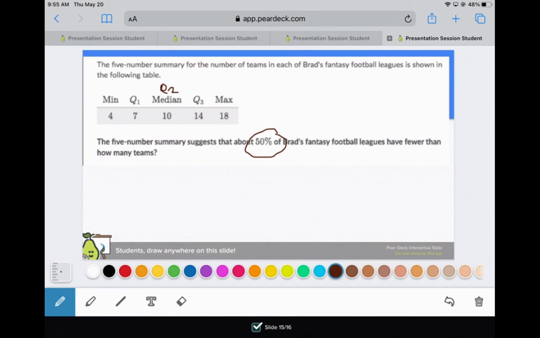Yes, Q2. Thank you, Winston. So we look at Q2. In this case, Q2 is 10. So it's asking for the number that about 50% have fewer than. We're going to have 10 or fewer. So that's the number that you want to plug in.